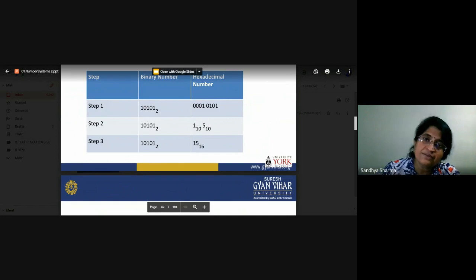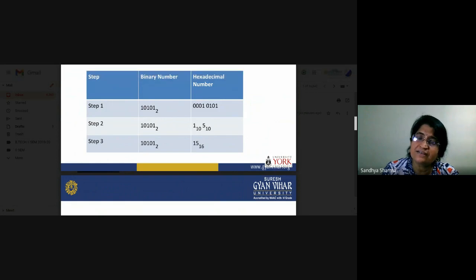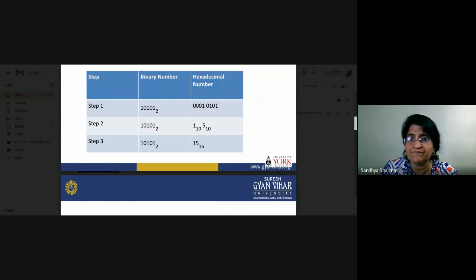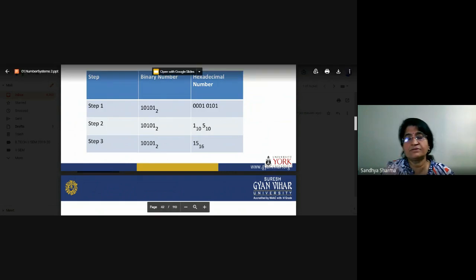So now what will happen? Here there are only 5 bits. So 4 is here, and 1 is here. Only 1 is here. So now what you have to do? You have to add 3 zeros to make it a 4-bit combination. And by these combinations, we can decide what decimal values it will represent. In our hexadecimal number system, there will be 4-bit groups.